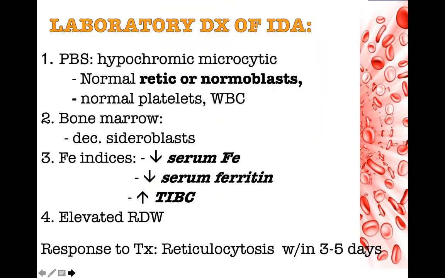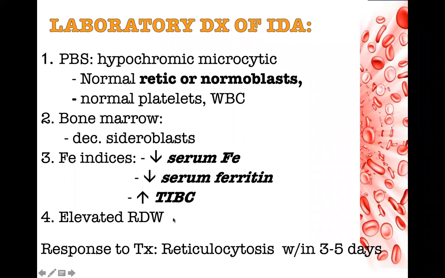So on PBS, as I've earlier mentioned, it may present with hypochromic microcytic anemia. The retic may be normal, or there could also be normoblasts. The platelets are normal, as well as the WBC. In the bone marrow, you would see decreased sideroblasts. In the iron indices, since there is a very low iron store as a result of increased losses or probably increased demand, there will be a decrease in serum iron and serum ferritin.